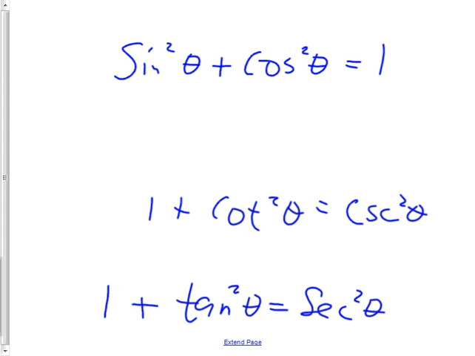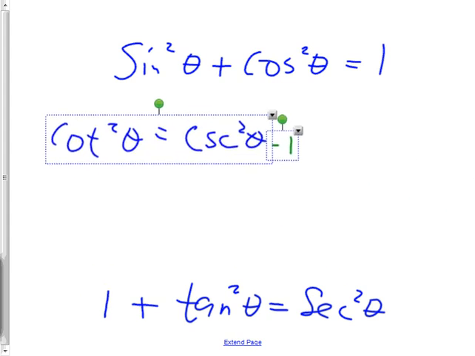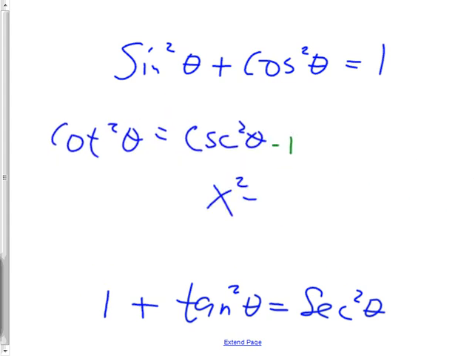We're trying cotangent squared. So, to get cotangent squared, you just have to subtract 1 from both sides. Minus 1, minus 1, and then this is gone, and cotangent squared is cosecant squared minus 1. Now, I want you to think about that further. I know this gets deeper and deeper, but you've got to be able to handle this. Cosecant squared minus 1, isn't that kind of like x squared minus 1? It's something squared minus 1.